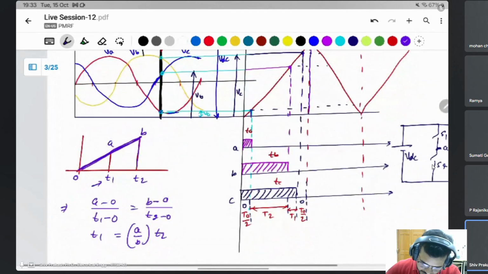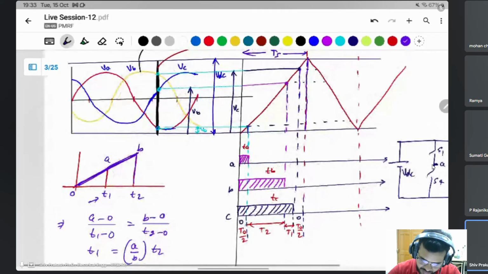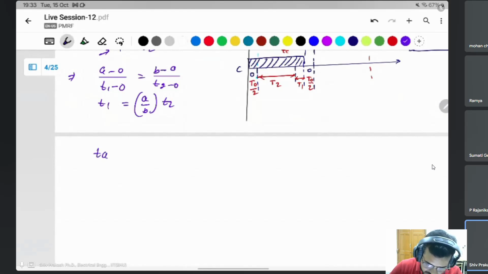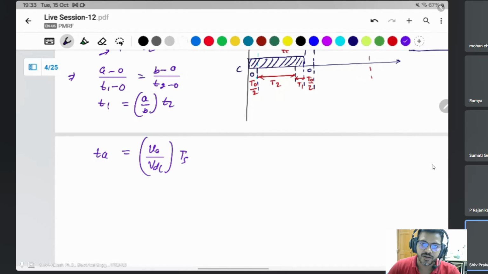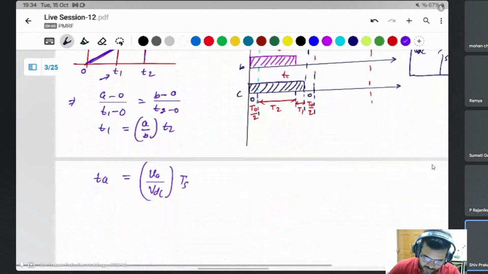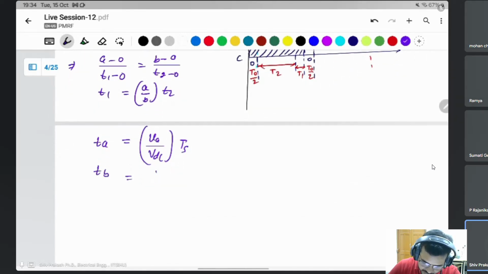But here A is VA, VB, VC. B is total VDC. T2 is the time period of total Ts. Same thing, then you can generate TA. TA will be VA divided by total VDC into Ts. It may be minimum, may be maximum TA. It depends on the carrier signal where it cuts the reference signal. Sometimes TA will be minimum, sometimes TB will be minimum. And TB, same thing, VB divided by VDC and Ts. Same thing, TC is VC divided by VDC and Ts.